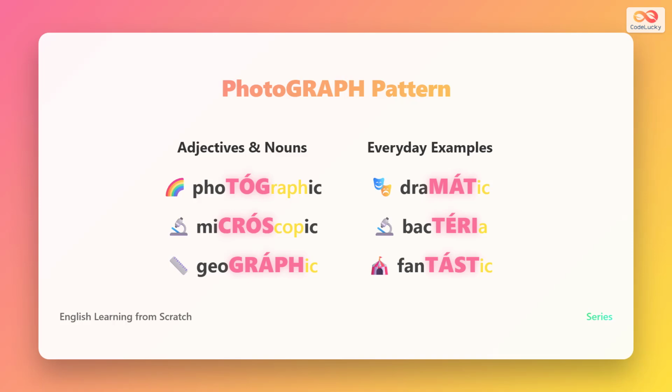The third syllable stress pattern is less common but important to recognize. The third syllable gets the emphasis. Words often have a suffix like "ic" or "ia" at the end. For example, photographic, photoGRAPHic. Other examples include microscopic, geographic, dramatic, bacteria, and fantastic. These words are typically adjectives or nouns derived from base words.